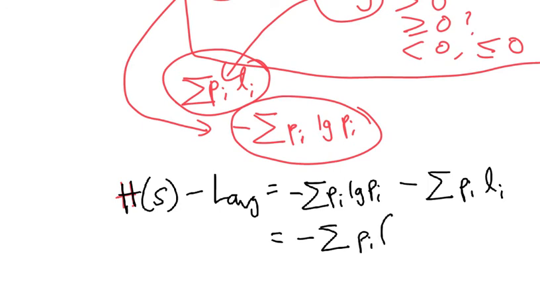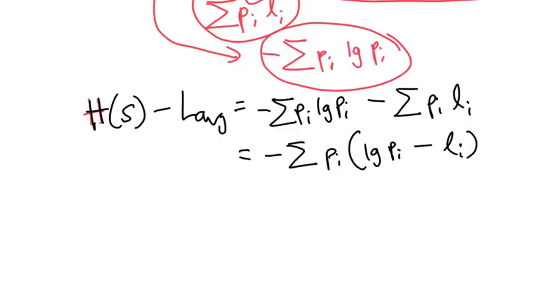Sigma P_i L_i minus L_i. I think this should be positive, right? Because we bring out the negative here, so inside here should be positive. Right, so we continue now. What do we have now?